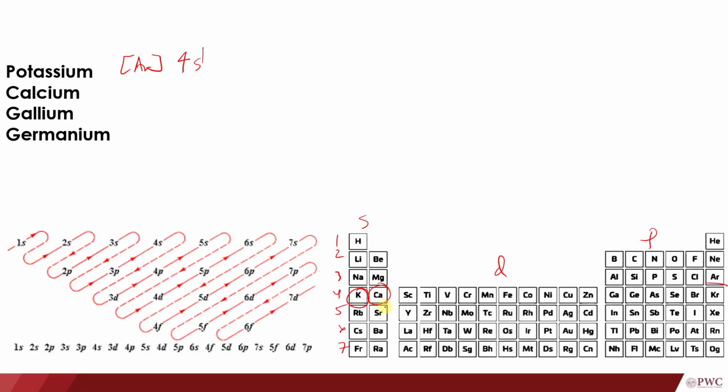So again, it's the same thing. The closest is argon. We have argon. Then we have 4s1 for potassium. So calcium is 4s2. 4s2 for calcium. Next, we have gallium. Gallium is over here. So the same thing. Before gallium, the closest noble gas is argon.